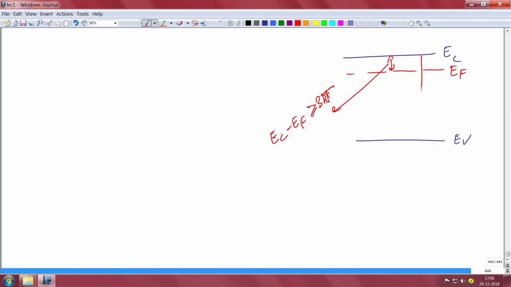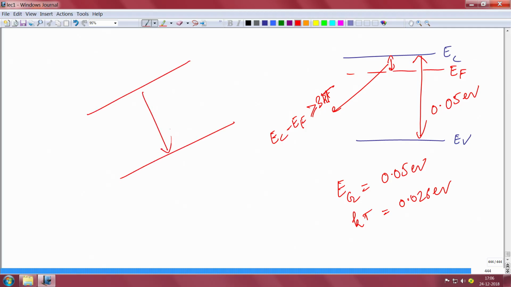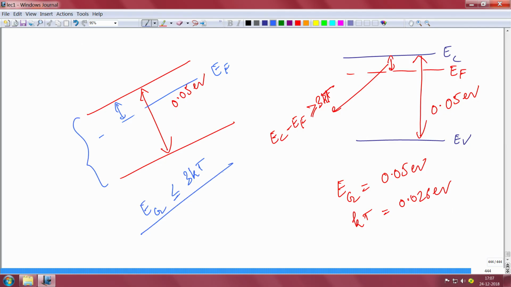So suppose the band gap of a semiconductor is very small, 0.05 eV, and the room temperature energy kT is 0.026 eV. Now if you have a semiconductor whose band gap is 0.05 eV, then it doesn't matter where you have the Fermi level, this will always be less than 3 kT, because the band gap is itself less than 3 kT. Now will the Maxwell-Boltzmann distribution hold true? No, it will not hold true.